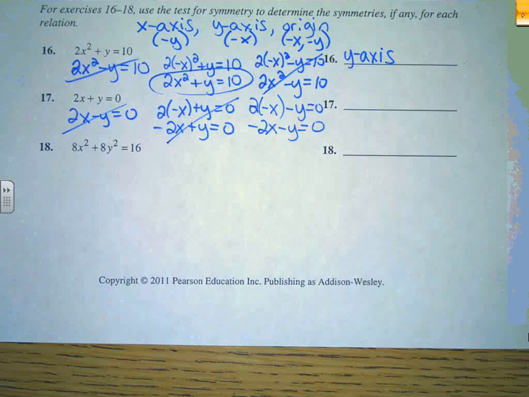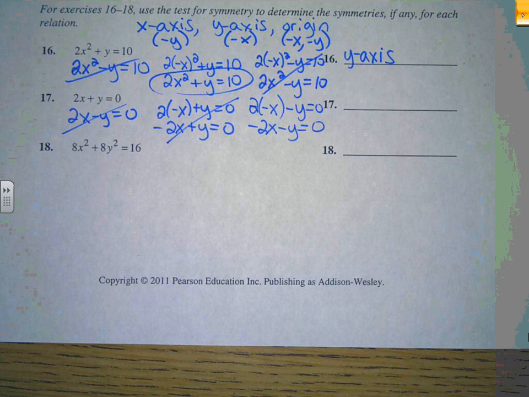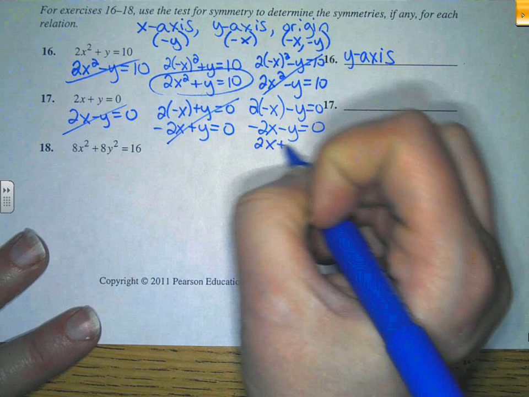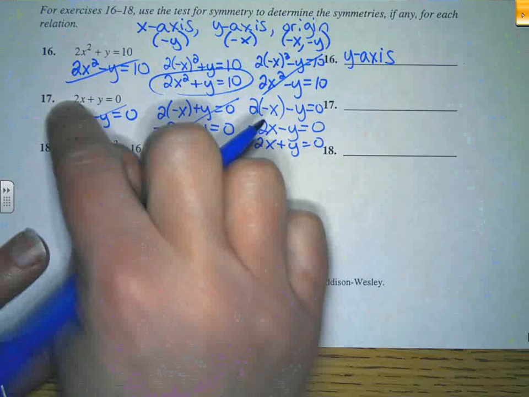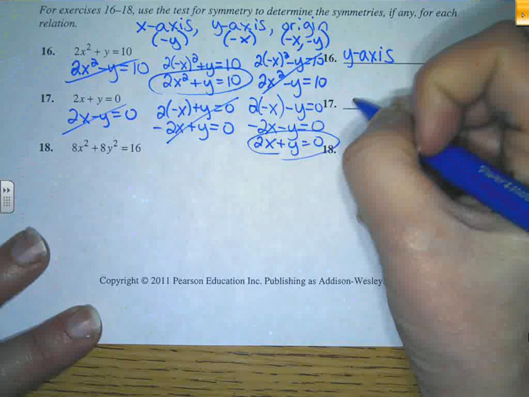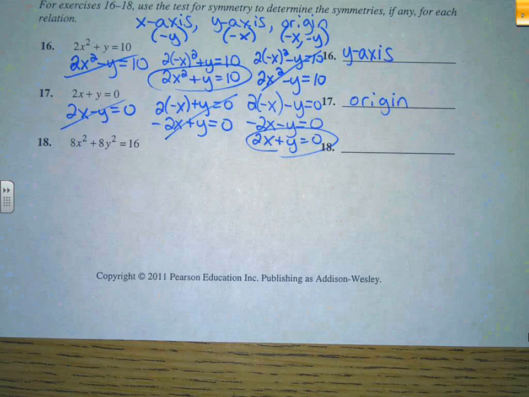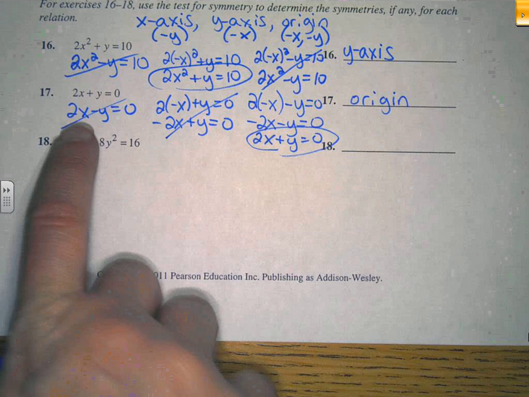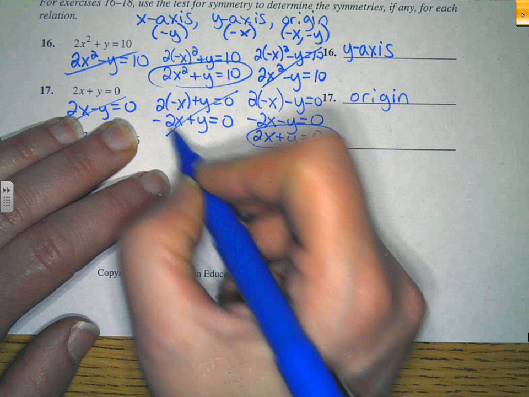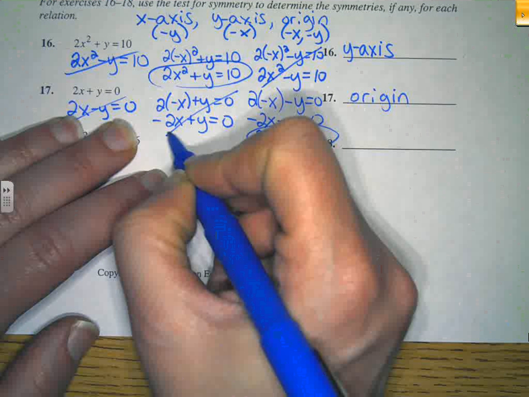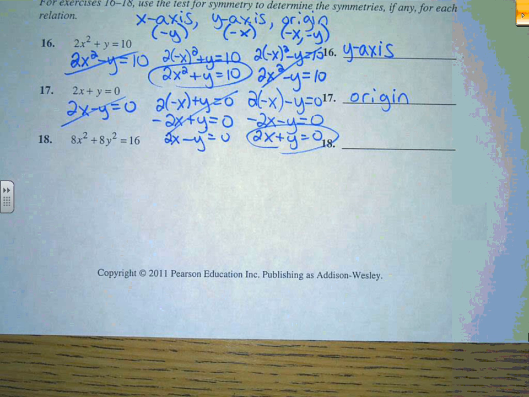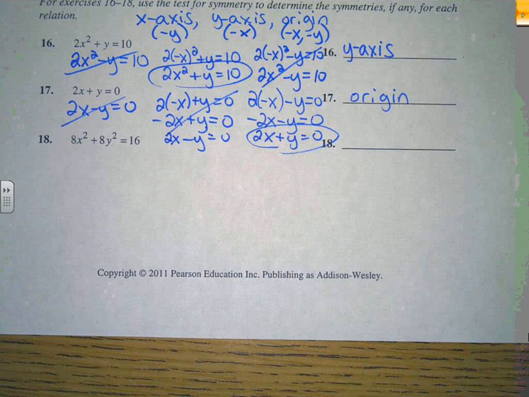What can you do to get rid of negatives? Multiply or divide by negative 1. And you change everything, so it's the same. So this one is symmetric to the origin. Okay, that didn't work on the x-axis or y-axis because, let's say on this one I want to get rid of that negative 2x, so I divide by negative 1, but that makes that a negative y, which is still not the same. So it only works if everything's negative in one equation and everything's positive in the other.